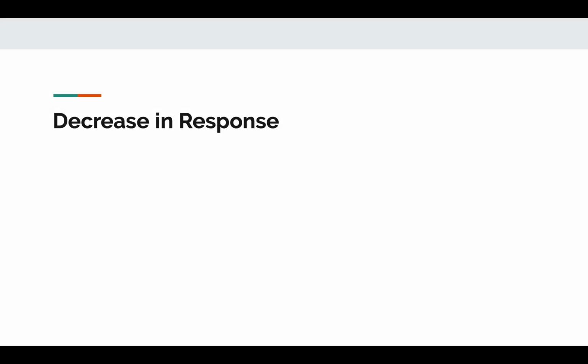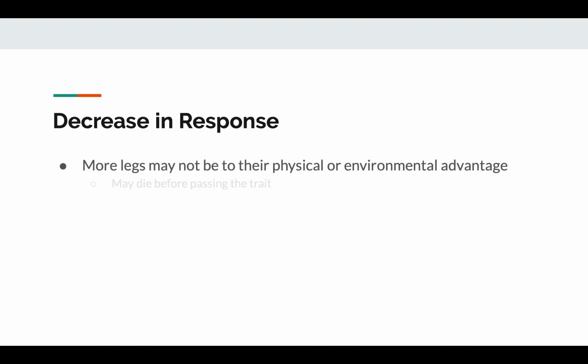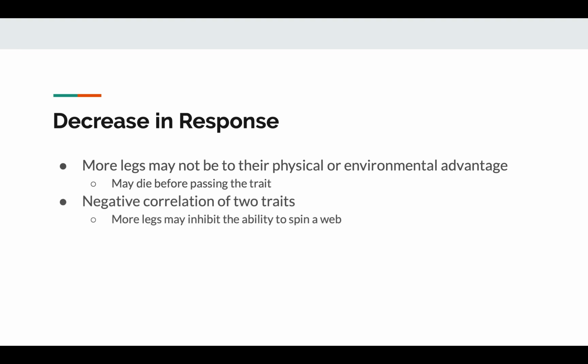The response to selection is defined as the extent to which a characteristic changes over time and can be used to predict heritability. If this mass selection was repeated indefinitely, the response would decrease in later rounds of selection. One reason this may happen is because the extreme type might not be healthy. Breeding spiders for more legs may not be to their environmental advantage and could cause them to die prematurely before passing on the trait.